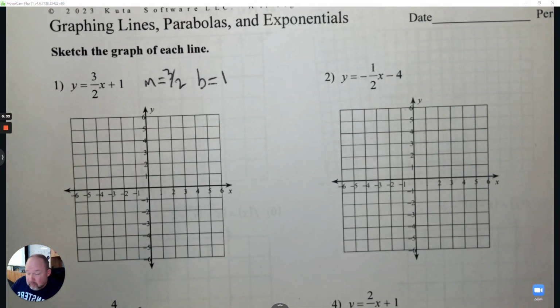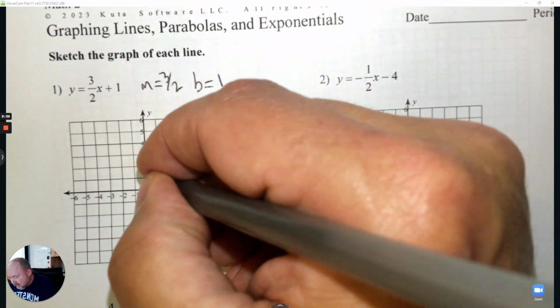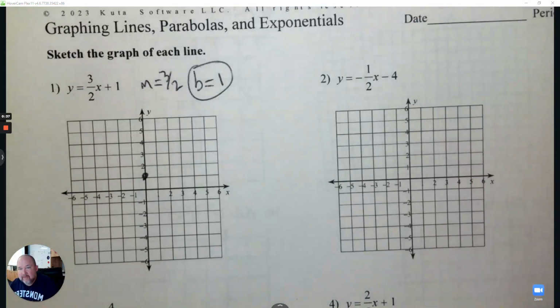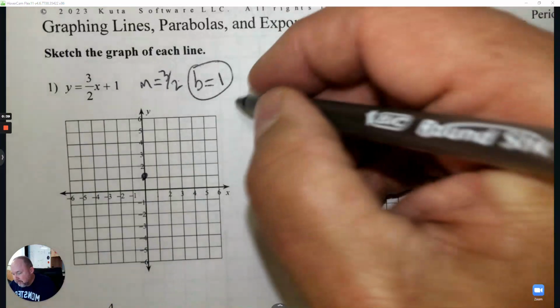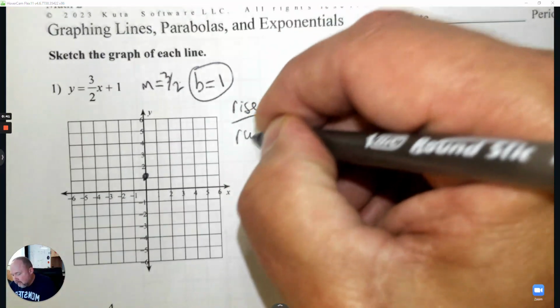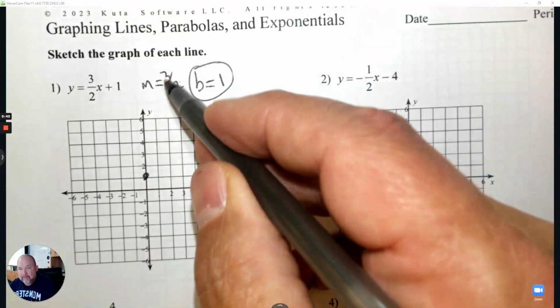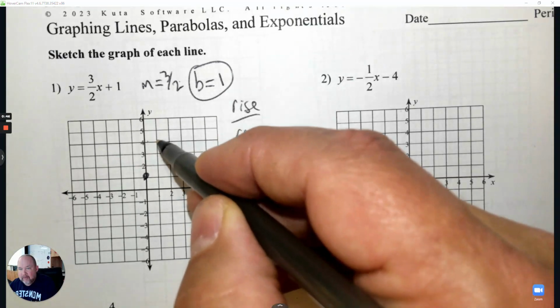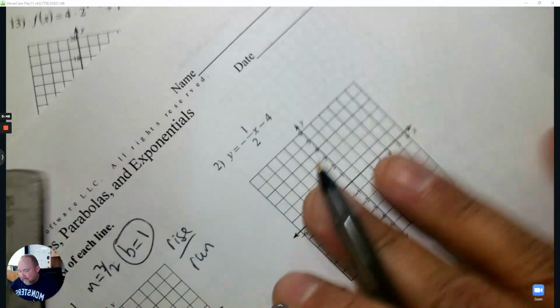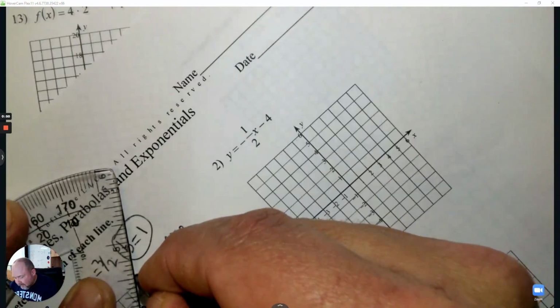Here, I was just looking for a ruler. So we're going to start at the y-intercept. So this is where we start. And then we apply the slope. And remember, slope is rise over run. So from this point, that means I go up 3 and over to the right 2. Put a second point down. I got my little ruler. And it's done.